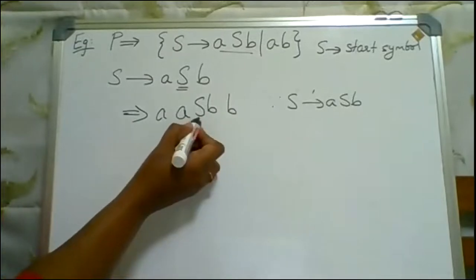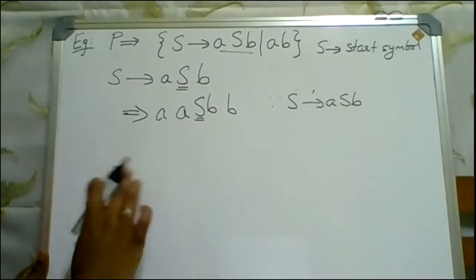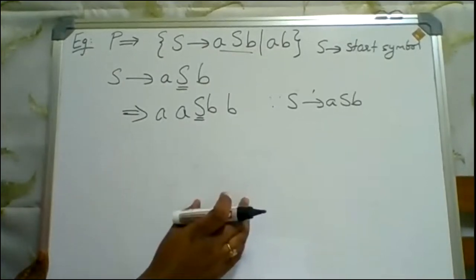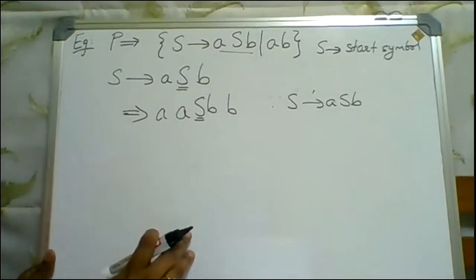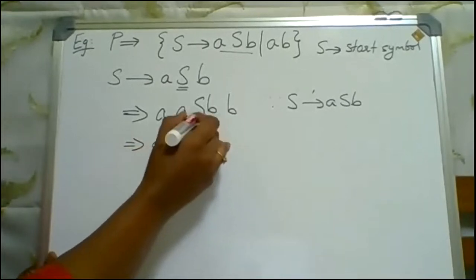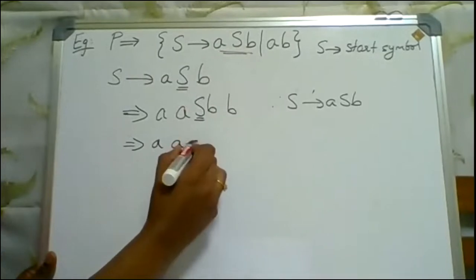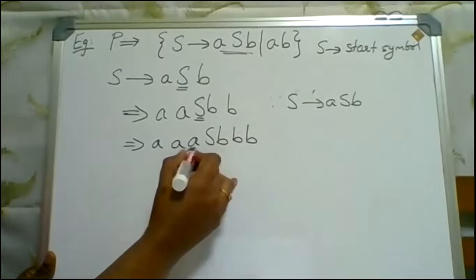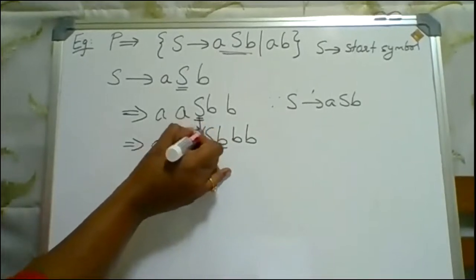Now, again, we have a variable. This process should continue until you are getting only a string. From the string, you will come to know what is the language generated by this grammar. In the next step, let me replace this variable S again with the same production ASB, giving 2 B's. That means ASB is the production of this variable S.